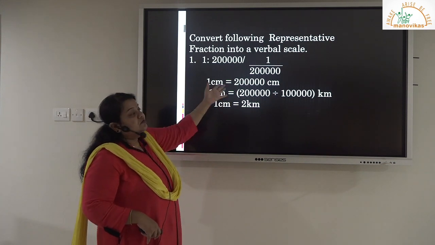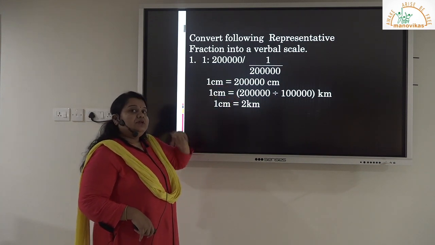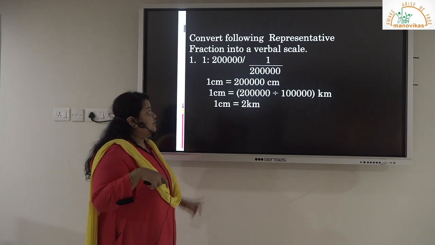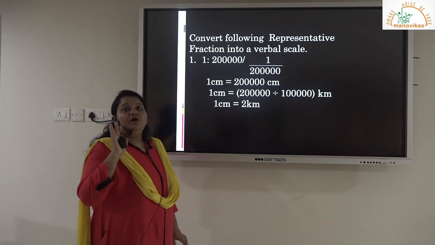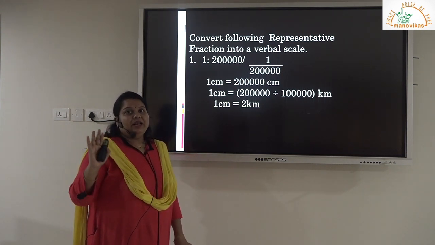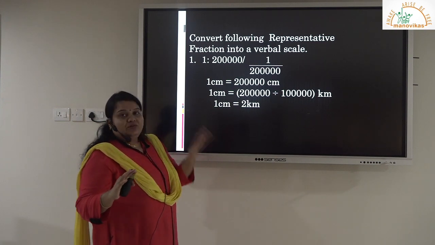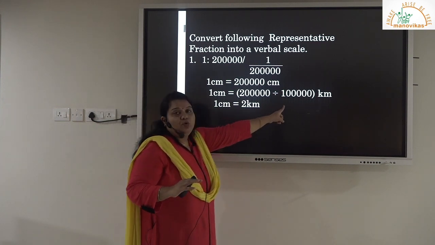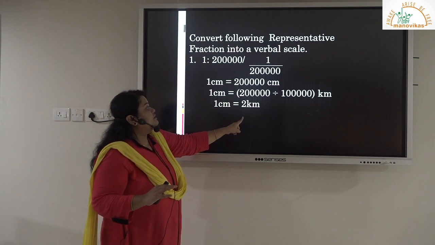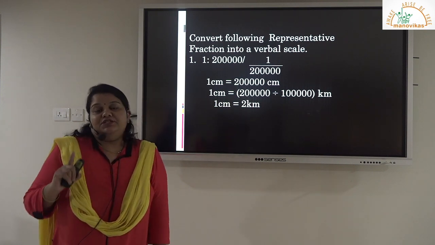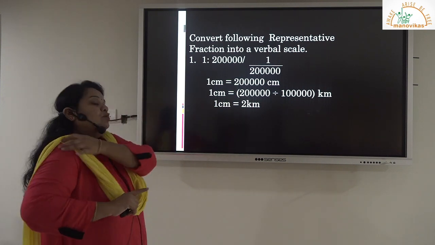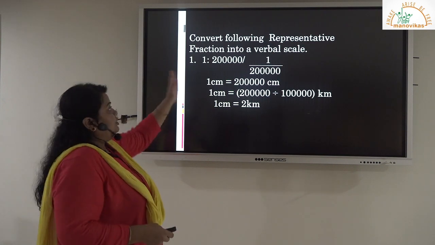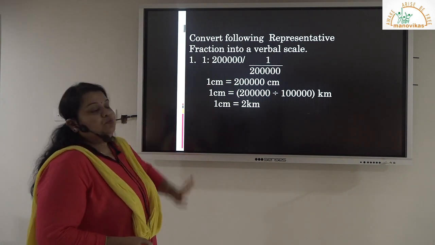Similarly, so how to convert this centimeters into kilometers? In the previous case we had multiplied it. Here we are dividing it because we know 1 kilometer is equal to 1 lakh centimeter. So in order to convert it into kilometer, we divide it by 1 lakh. And we arrive at the answer 1 centimeter is equal to 2 kilometer. This is how we convert representative fraction into verbal scale.